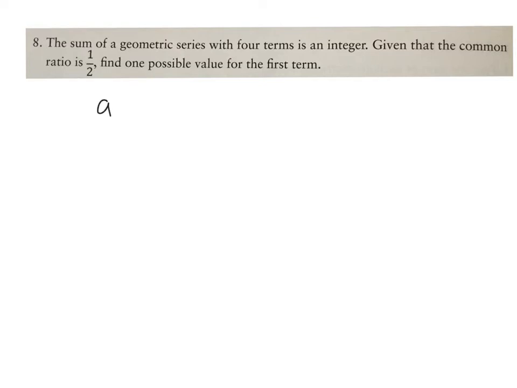The first term would be a, the second term would be half a, the third would be half a times a half, which would be a quarter a, and then you'd have a quarter a times a half, which would be 1/8 a. And that has to be an integer.